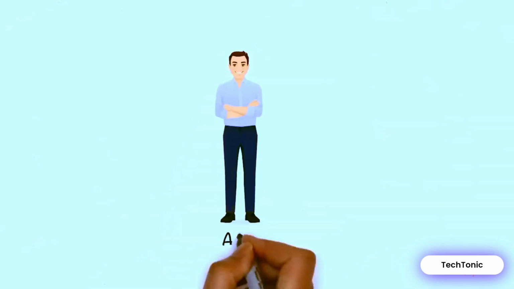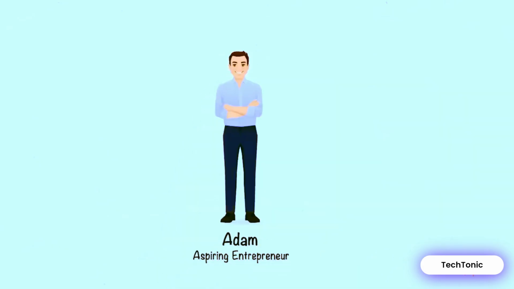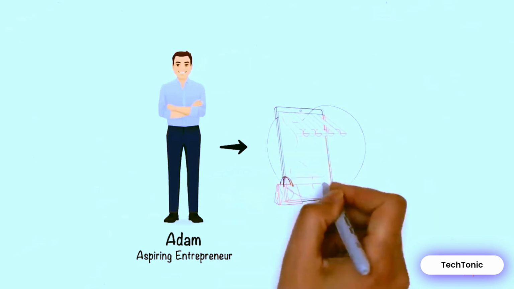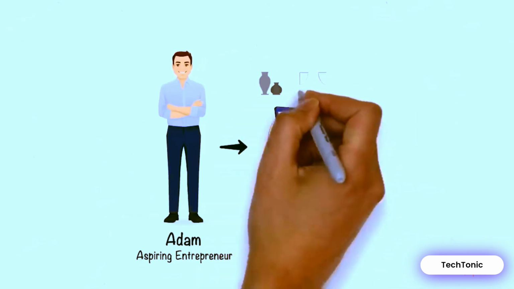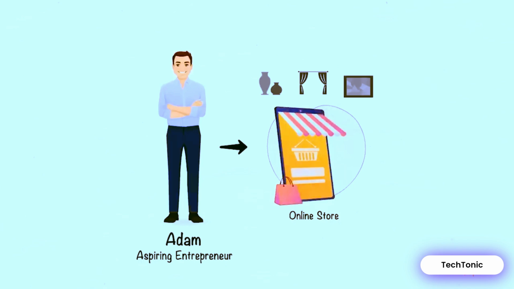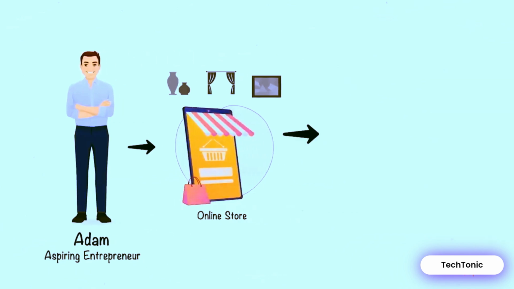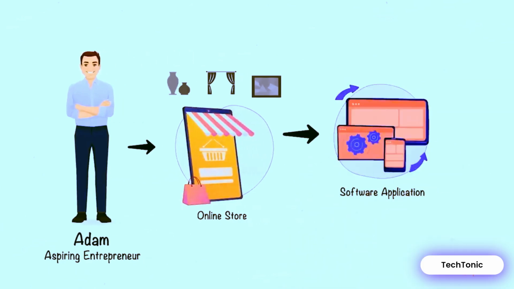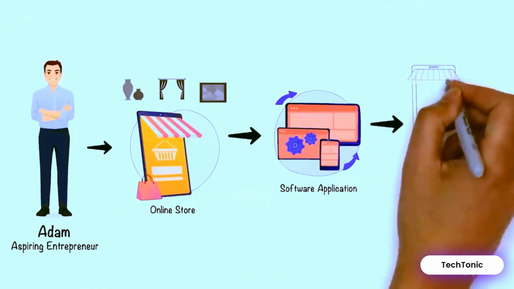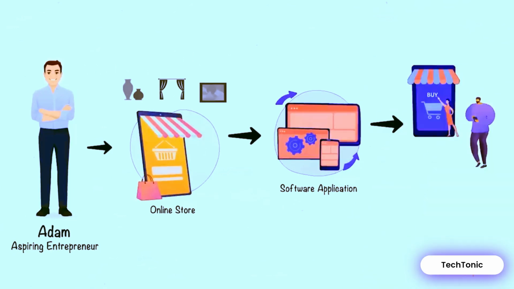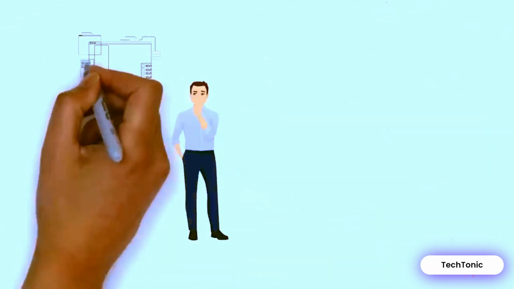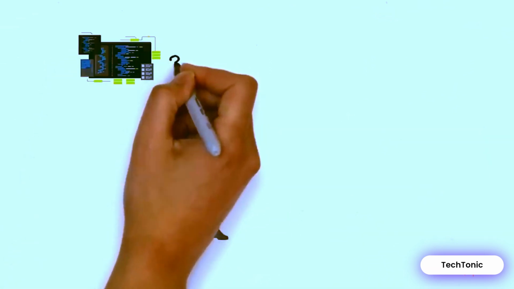Meet Adam, an aspiring entrepreneur. He is interested in hosting an online store for home decor products like vases, curtains, artwork, and home furnishings. He requires a software application that would allow the customers to browse the available products at their fingertips and buy them online. Adam, eager to jump into his new business, wanted to understand how this software development process works.